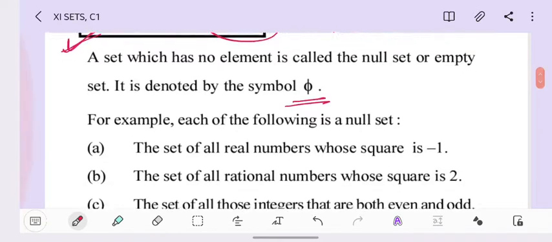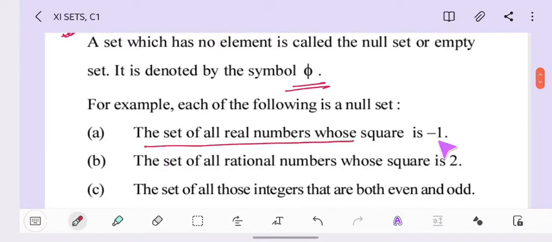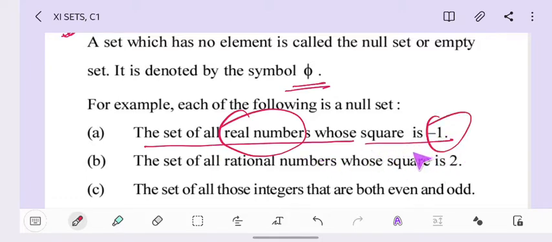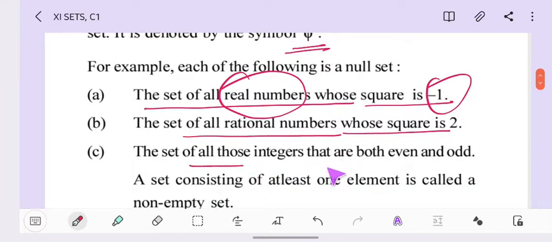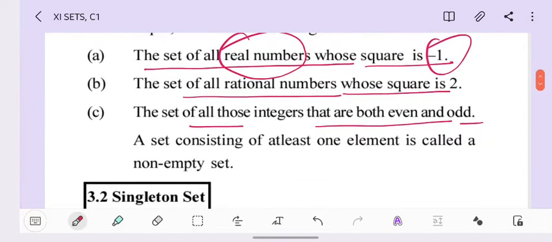For example, the set of all real numbers whose square is -1. The definition of a real number is that its square is not -1. So the set of all real numbers whose square is -1 is the null set. The set of all rational numbers whose square is 2, which is also not possible, and the set of all those integers that are both even and odd. Is that possible? It's not possible.